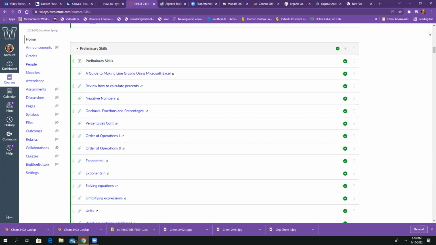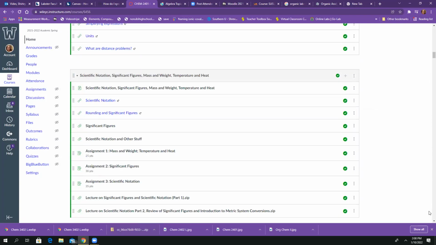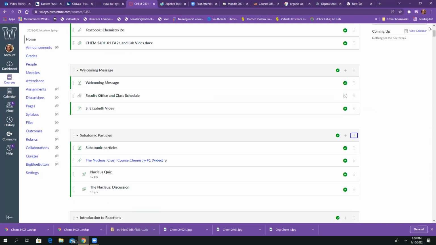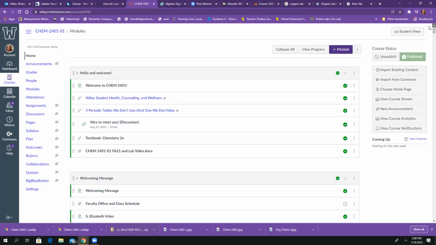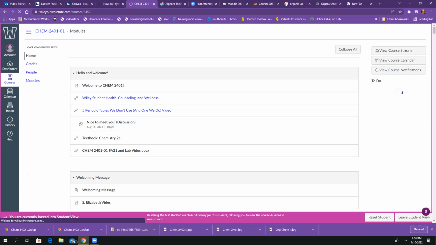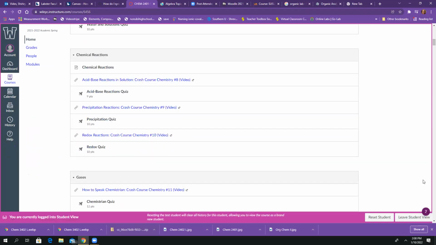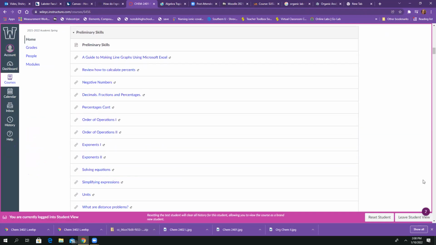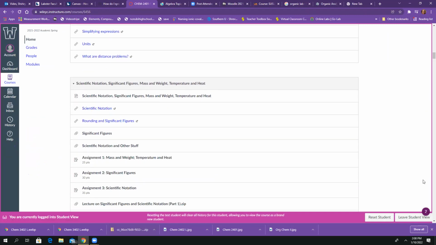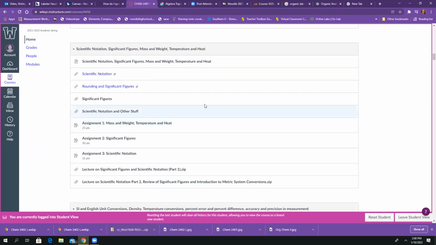Now, in order for me to see what you see, I really need to put it in student view, but then I can't do anything with it. But basically what you should be seeing is this same thing, pretty much, except you're not allowed to change things. So like I said, all of this will be gone right here. But we're starting with preliminary skills. And scientific notation, actually the very first thing we are going to do is this, but there are some links here. And if you actually want to, you can go to rounding and significant figures after we do our first one, just to remember how to do that.